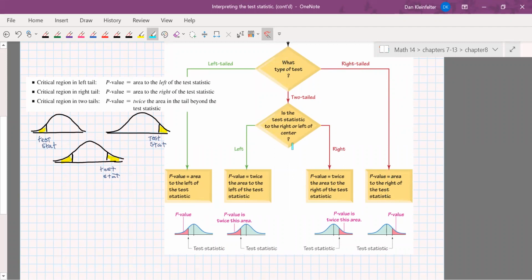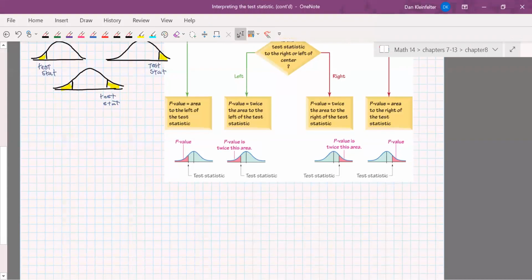If it's two-tailed, then we have to decide, is the test statistic on the negative side or left side of center, or is it on the right side of the center? If it's on the left side of the center, then it's the area to the left times 2. If it's to the right of the center, then the p-value is twice that area to the right of the test statistic.